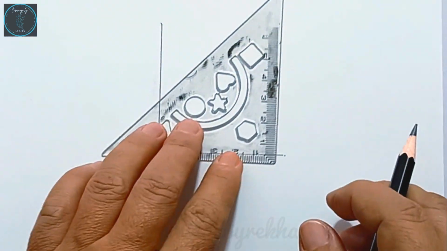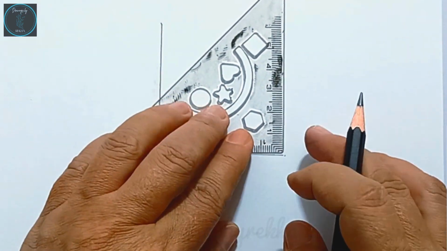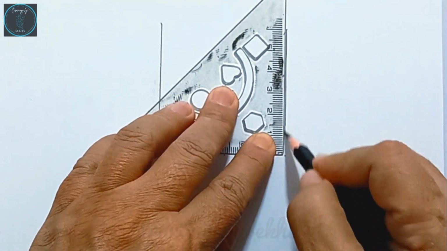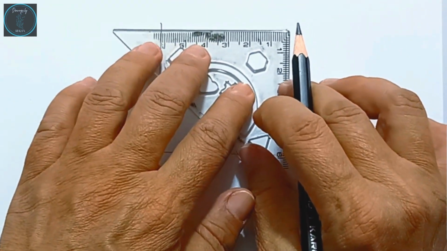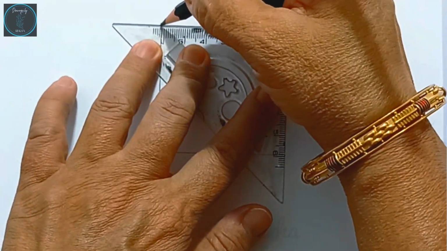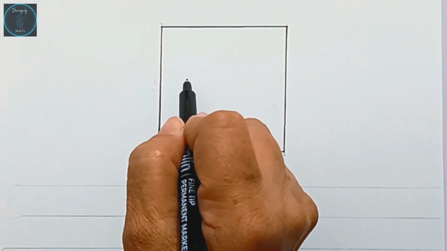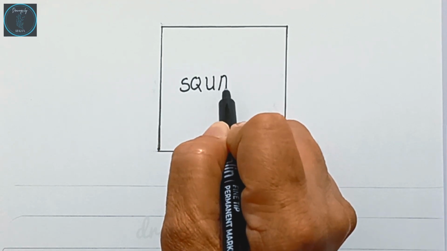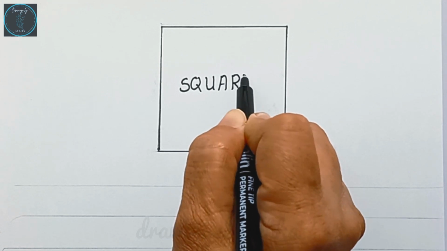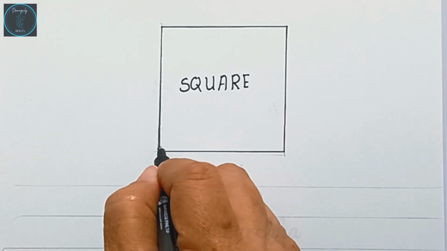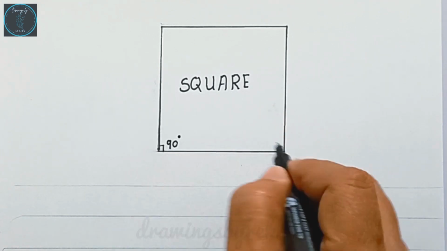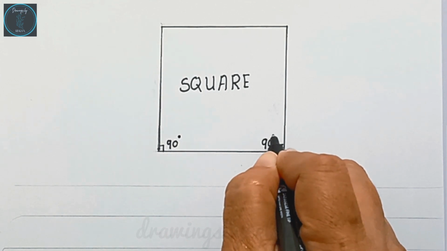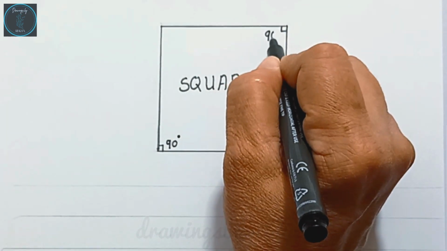What is a square? How to draw a square and write its properties. Line segments 1, 2, 3 and 4. Ninety degree.